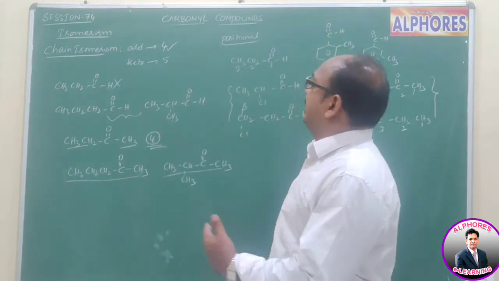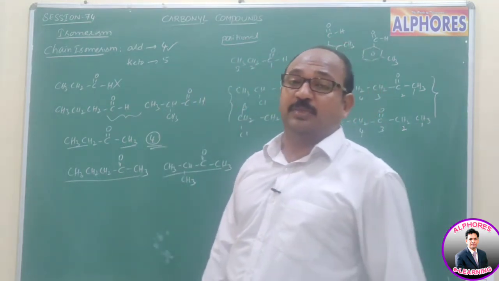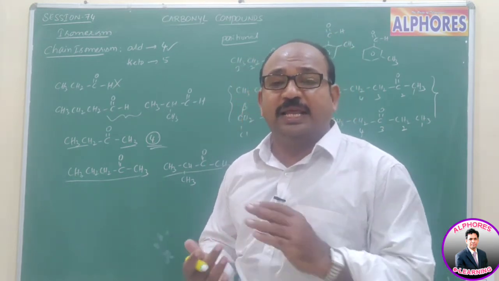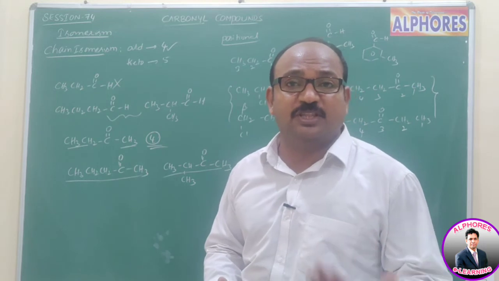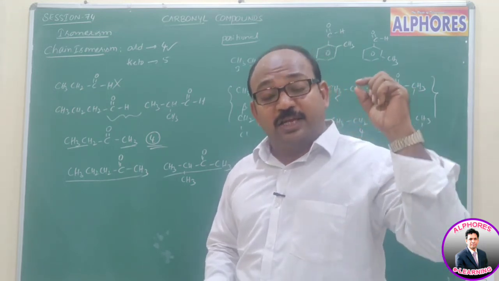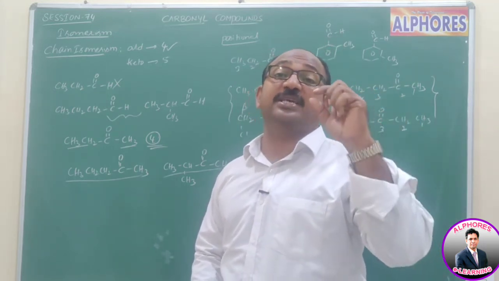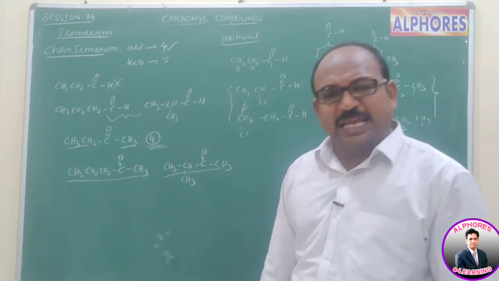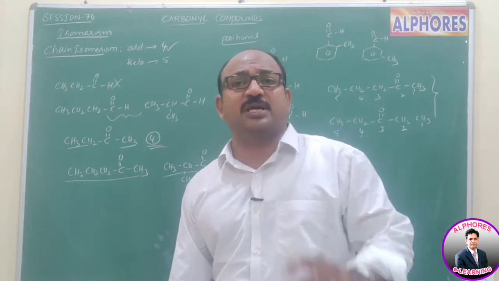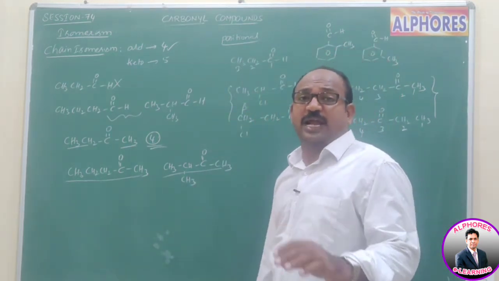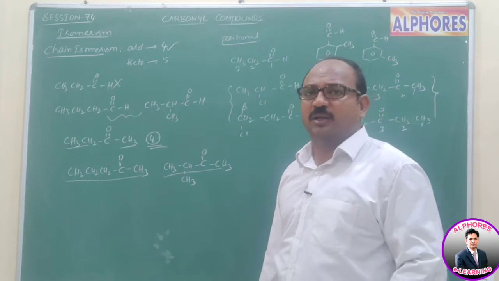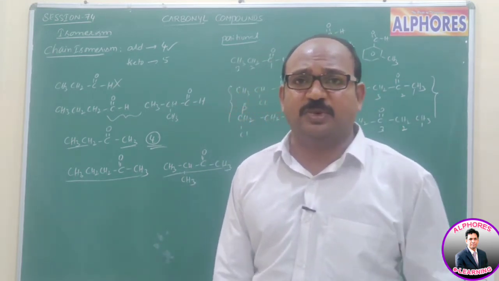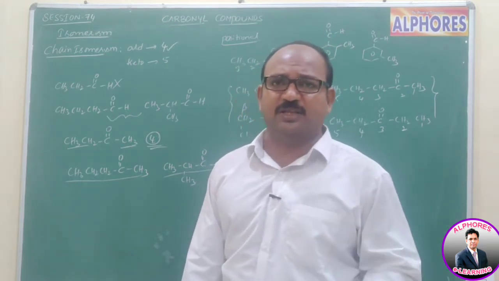Next, functional isomerism. Yes, aldehydes and ketones exhibit functional isomerism with respect to each other, and they should possess the same number of carbon atoms and the same molecular formula. Now, are acetaldehyde and acetone functional isomers or not? They are not functional isomers. You only said now that aldehydes and ketones are functional isomers. Yes, aldehydes and ketones are functional isomers.